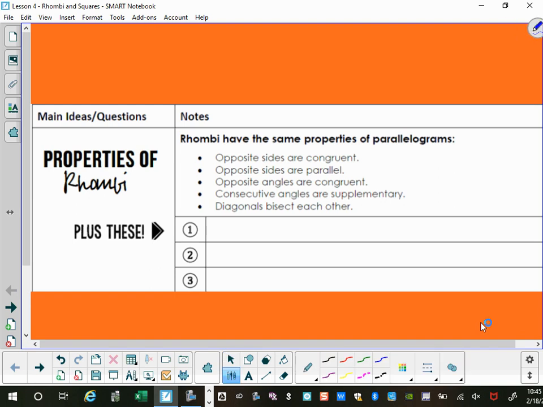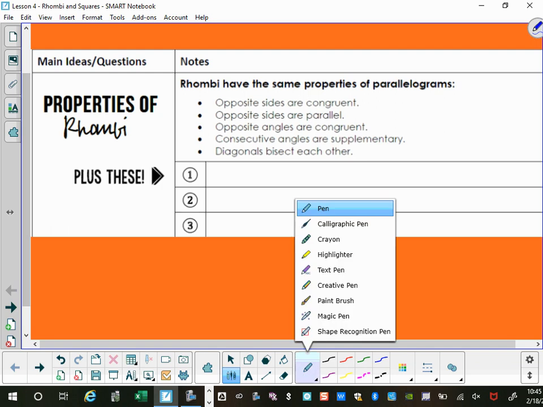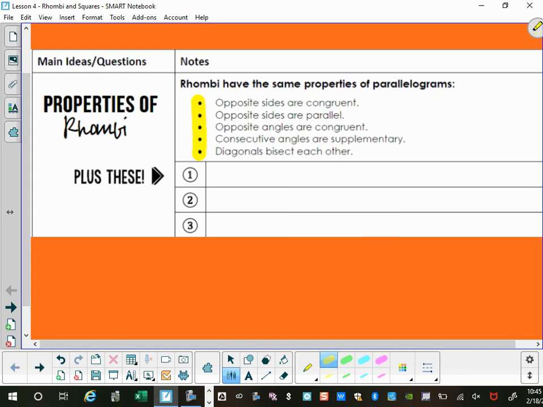Alright, so rhombi have the same properties as parallelograms. So we did all these properties with parallelograms. They apply for rhombi as well, for a rhombus as well. And you have three additional properties. Your first property is that you have four congruent angles.